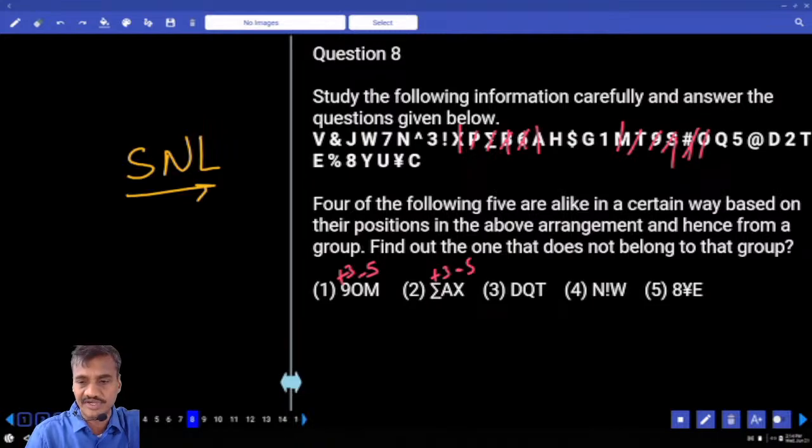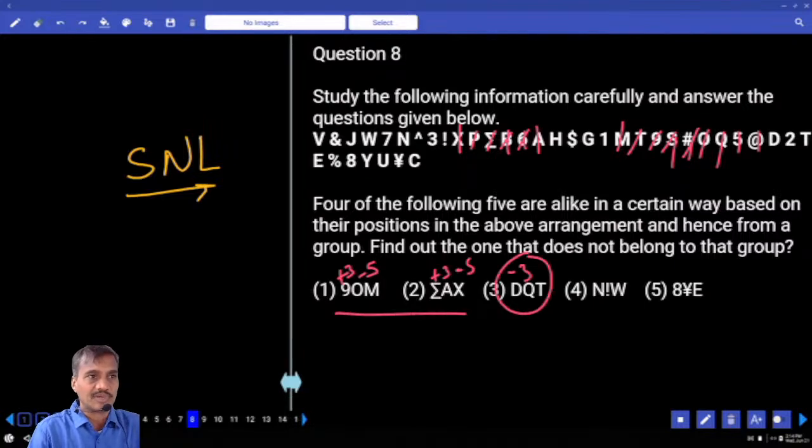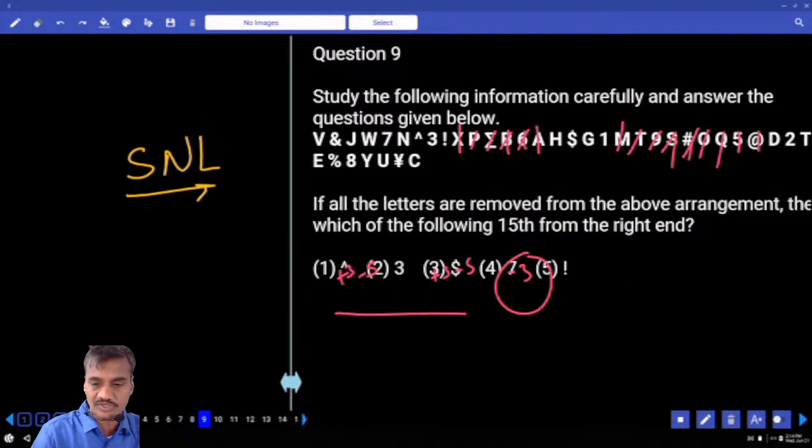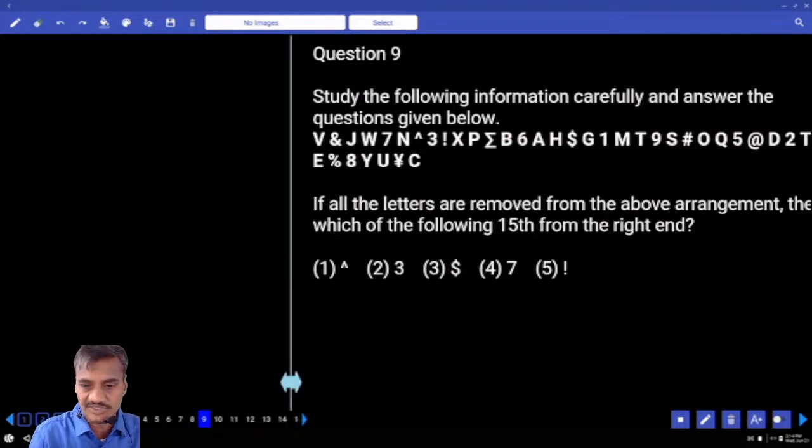Then third one, D and Q. Now in between D and Q, how many elements are there? 1, 2, 3, minus 3. Now this is minus 3 and so choice 3 is the odd one. Except 3, the remaining 2 are plus 3, minus 5, and this is the odd one, question number 8. Then 9th one, if all the letters are removed from the above arrangement, then which of the following will be 15th from the right hand side?